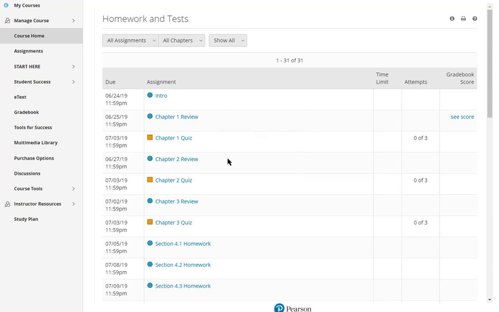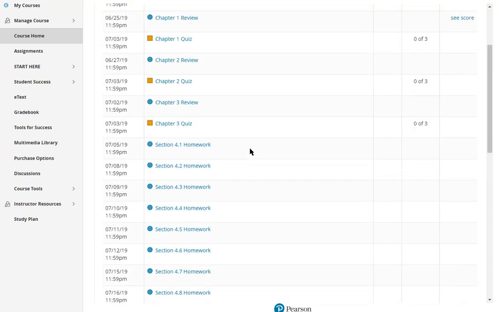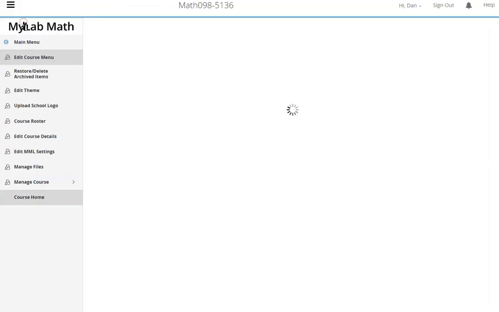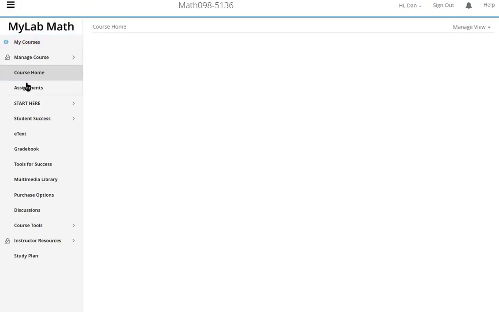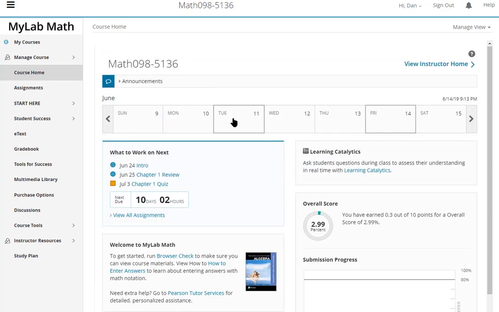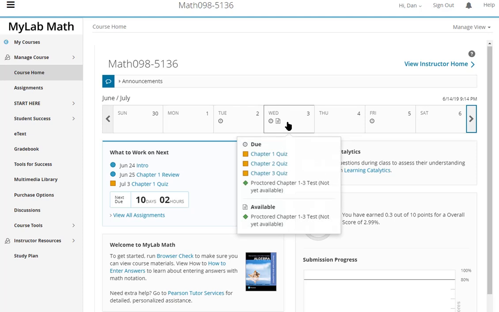So I can go through this way and see my homework or things that are available now. That's it. Whereas in the course home on the calendar, I can see things come up. This is back in June, sorry. Right here. So like on the 3rd, you didn't see that chapter 1 through 3 test, but on the calendar I do.